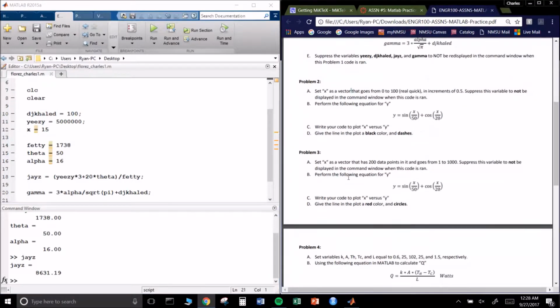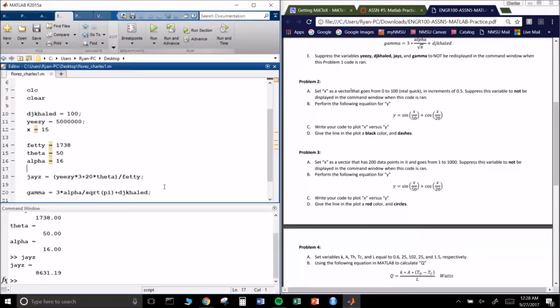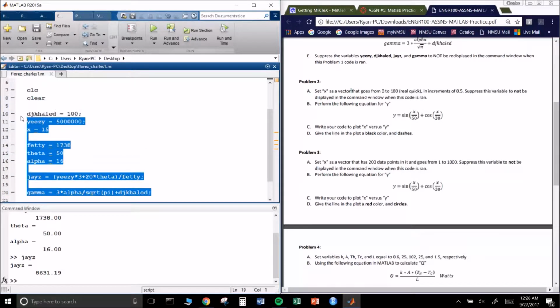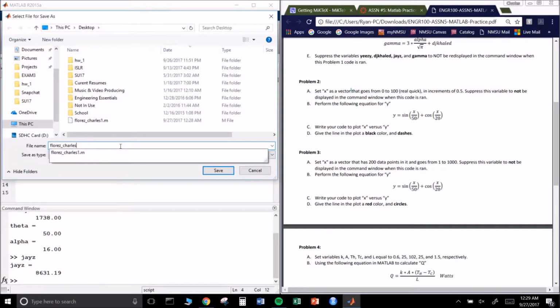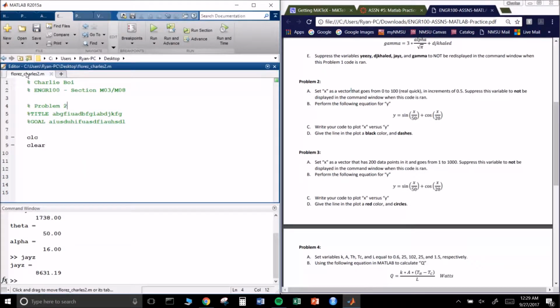Problem 2 is a little bit easier. It's not a lot of writing, I think. So what we'll do is we'll start with the same thing here. I'll just put problem 2. I already know that this is problem 2 because if I save as problem 2, this now changes to Flores_Charles2. I have clc and clear.